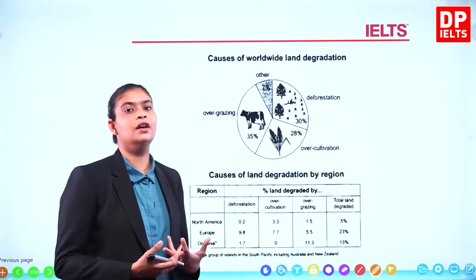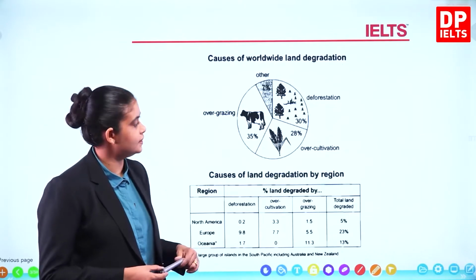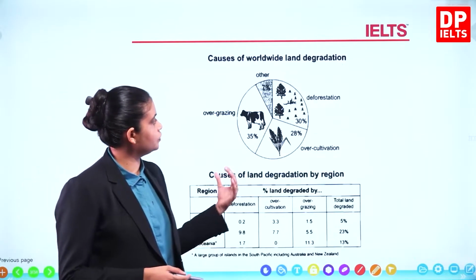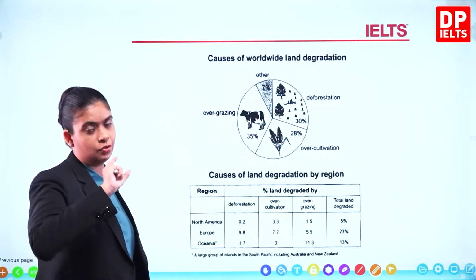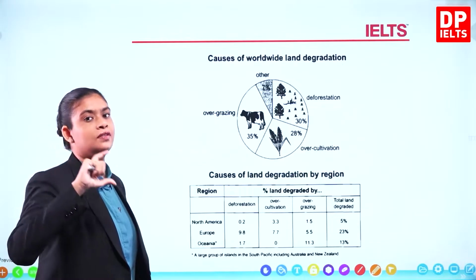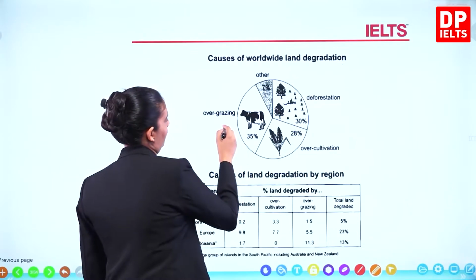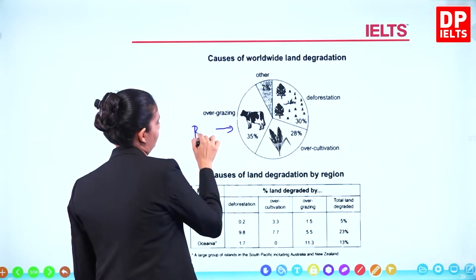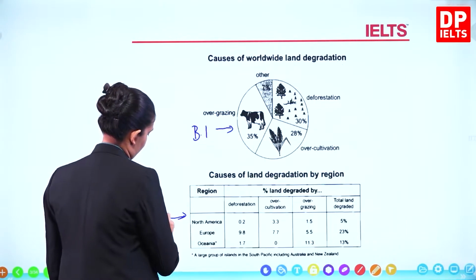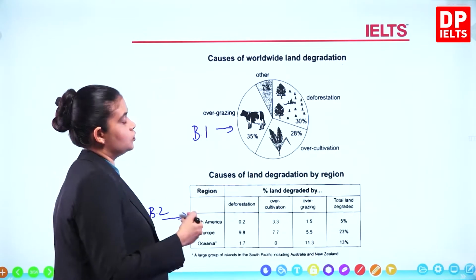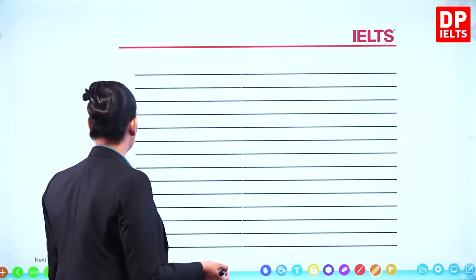A good sample answer is obviously there in the previous lesson, so you could refer to that. For those who just want to recap, the best way to do it, I would say, is to write your intro, then write the overview. Then you could talk about the pie chart in the first body paragraph, and in the second body paragraph you could talk about the table. That makes it much easier for the reader to understand your structure.